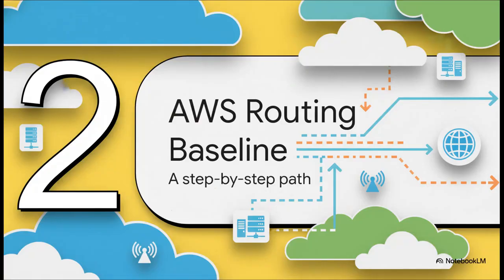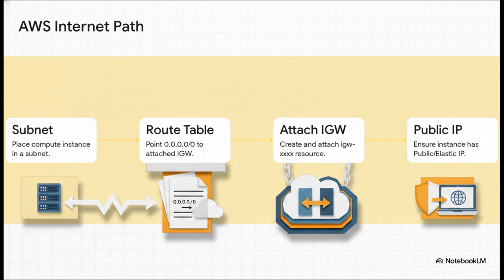Moving to Section 2, the AWS routing baseline. Let's establish our baseline. In AWS, getting bidirectional internet access is a very literal, step-by-step traffic path. If you want a compute instance to talk to the internet, you first put it in a subnet. Then, you configure that subnet's route table so the default quad 0 route points directly to an explicitly provisioned internet gateway component, your classic IGW-XXX resource. Finally, you make sure the instance has a public or elastic IP mapped to it.